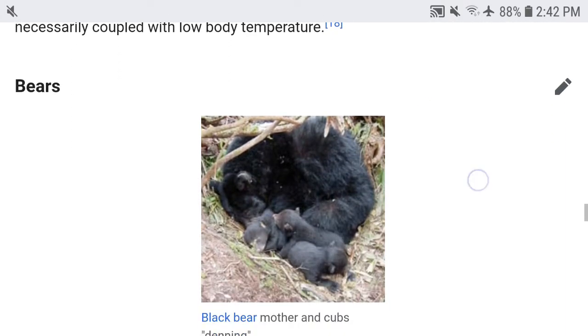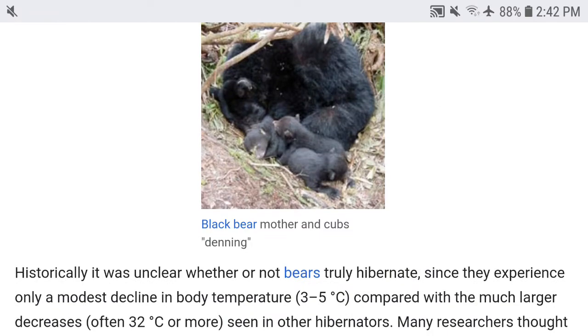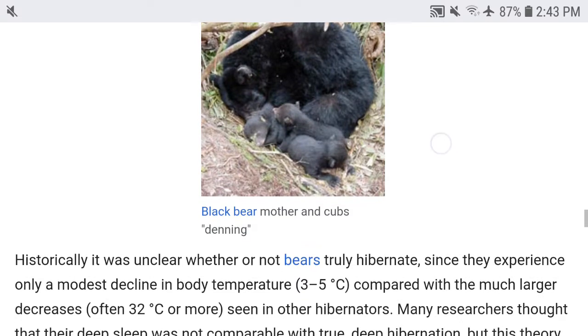Okay, and then bears, black bear mother and cub standing. Oh, looks cute as well. I think black bear is the most violent one, or is it the brown ones? I'm not sure. But yeah, historically it was unclear whether or not bears truly hibernate, since they experience only a modest decline in body temperature compared with the much larger decreases seen in other hibernators.